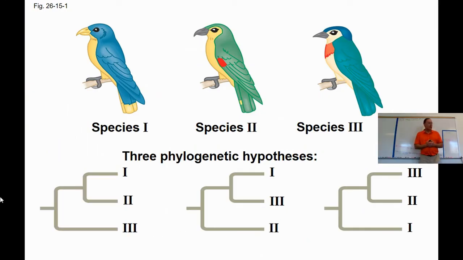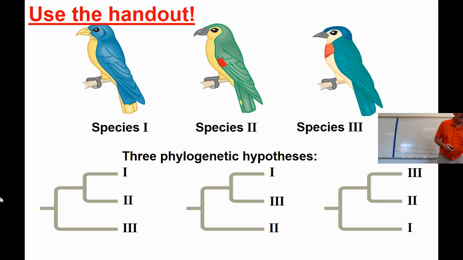Well, here's our last thing that we're going to do. I say use the handout here because I used to give this on a handout. It is in your book on page 557. You can see these 3 different birds, and you can read this. Try to place them in the correct phylogenetic tree. Go ahead and press pause.